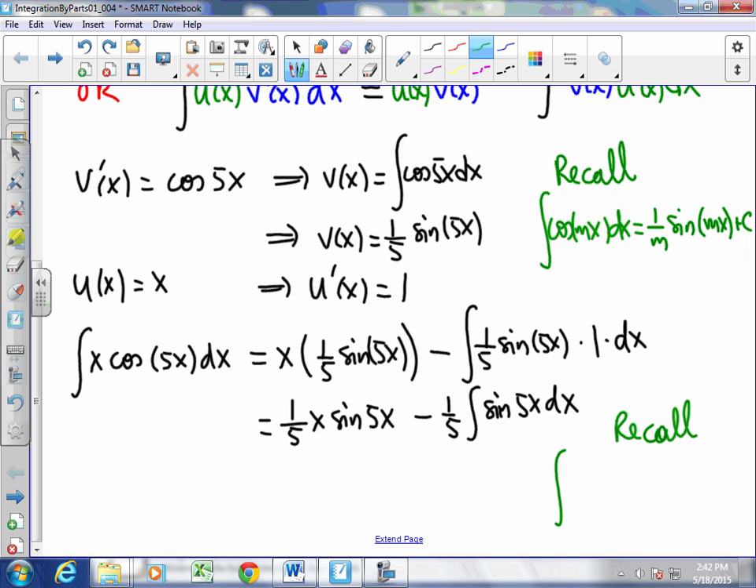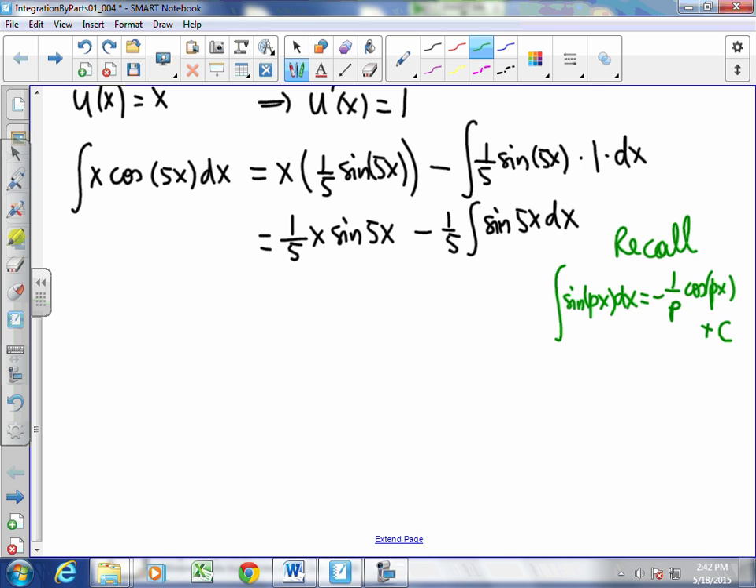Now, we also recall that the integral of sine of px dx is negative 1 over p cosine of px plus constant. So this means that we have 1 over 5 x sine of 5x minus 1 over 5 times the integral of sine of 5x.